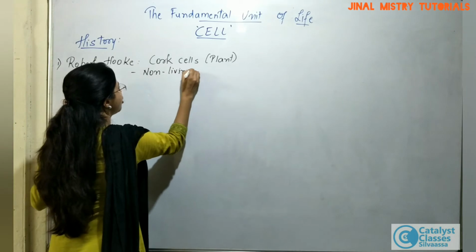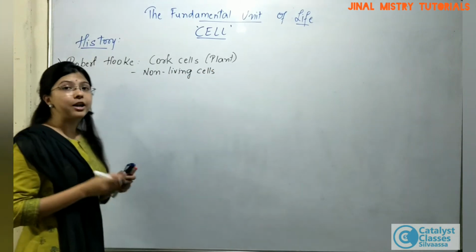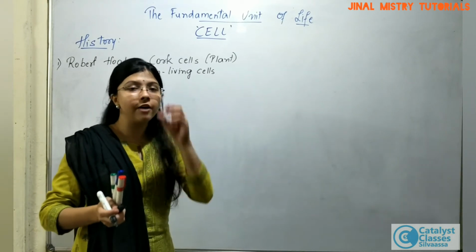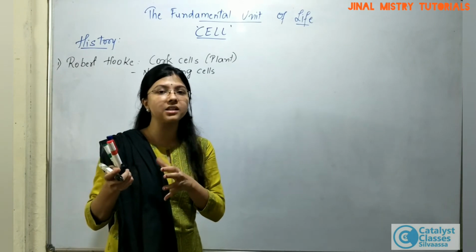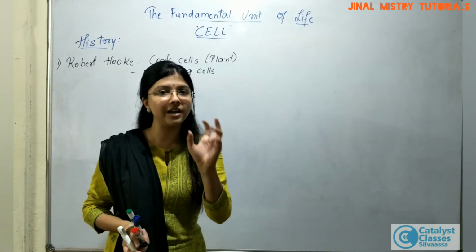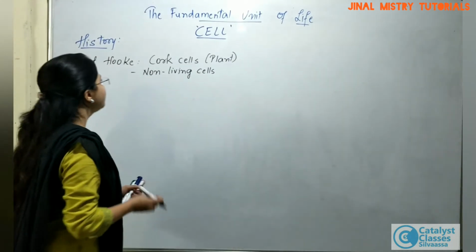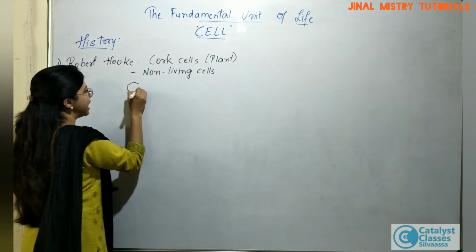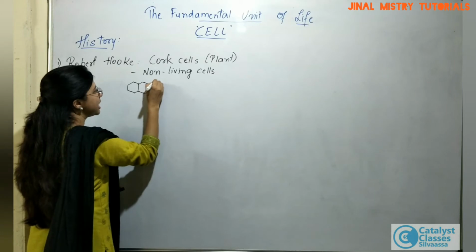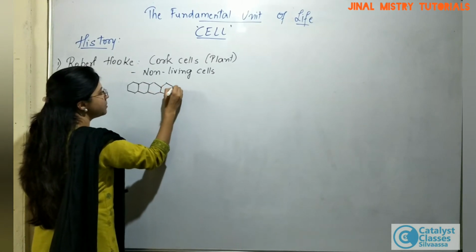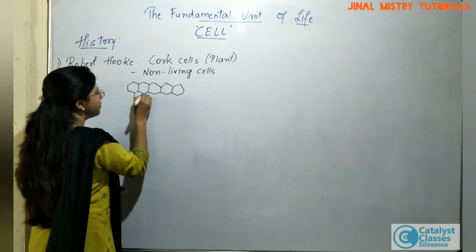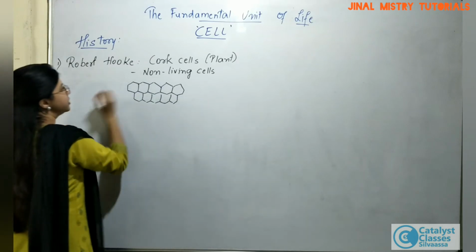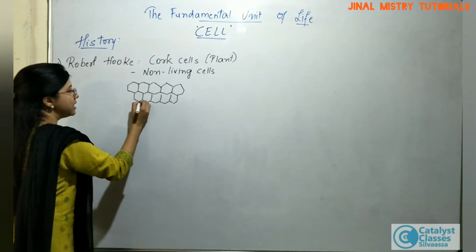But when Robert Hooke observed these cork cells in a microscope, which again was made by himself, a simple microscope with different lenses placed in it, whatever object was placed in front of it got magnified. Robert Hooke observed these non-living cells under the microscope, and he said that there are little structures inside, arranged like a honeycomb. He gave these structures the name cell.